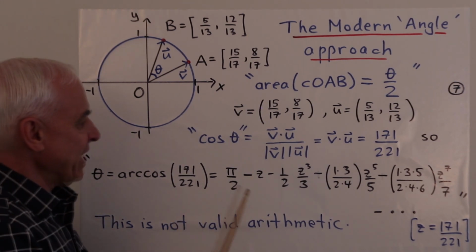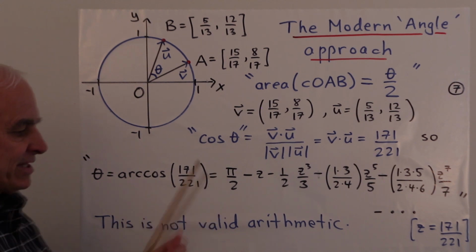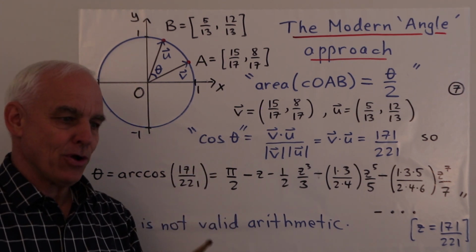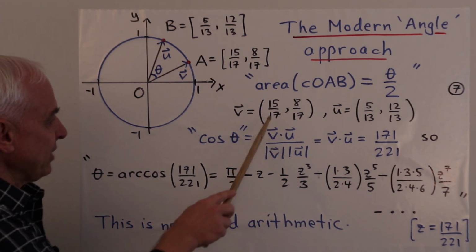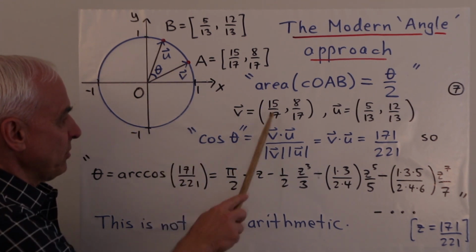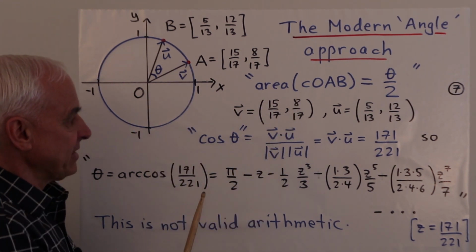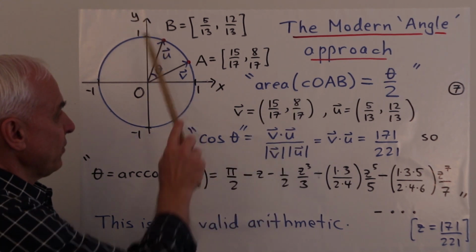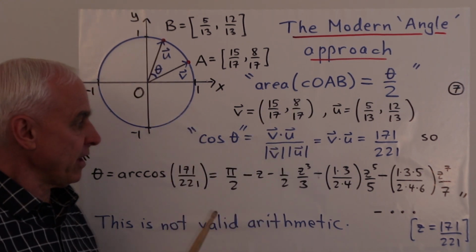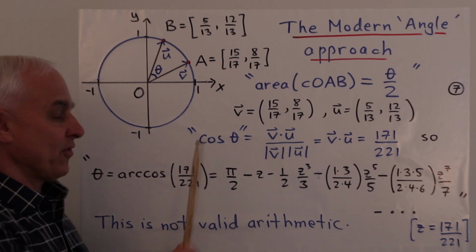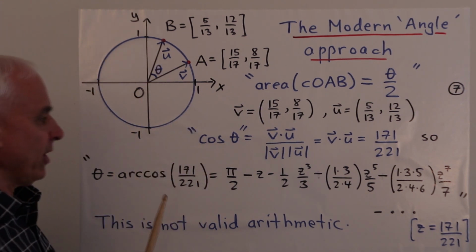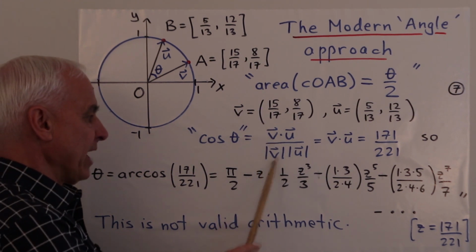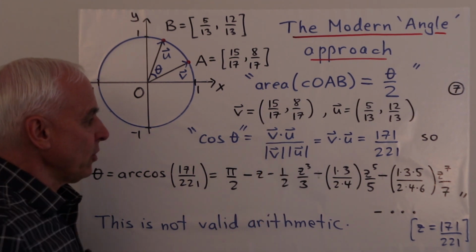Well, in standard treatments, what you do is you invoke some so-called inverse circular functions. This is the standard fashion. You could take these two vectors, say the vector v, which is 15/17 and 8/17, and the vector u, which is 5/13 and 12/13. Fair enough. And then we can invoke this formula, in quotes, that tells us that the cosine of this angle is v dot u over the length of v times the length of u.